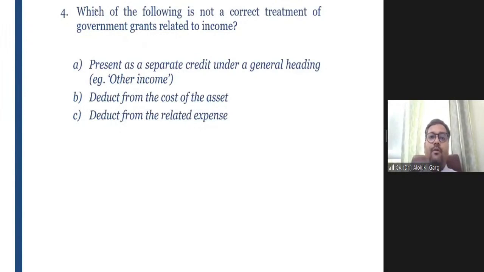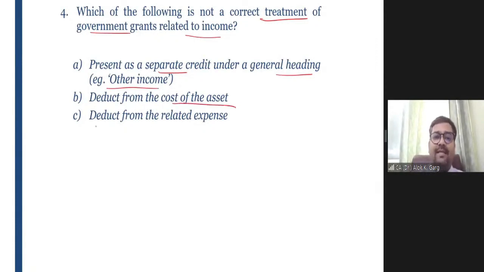Question number 4. Which of the following is not a correct treatment of government grant related to income? Present as a separate credit under a general heading, that is other income. Deduct from the cost of the asset. Deduct from the related expense. Tell me which is not the right option. Yes, B is not the right option. So the right answer is B because the question is asking for the incorrect option.